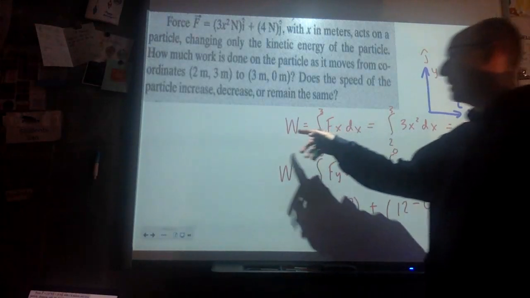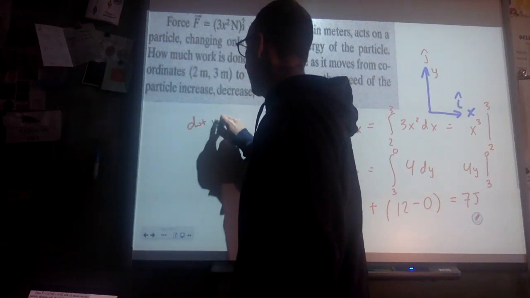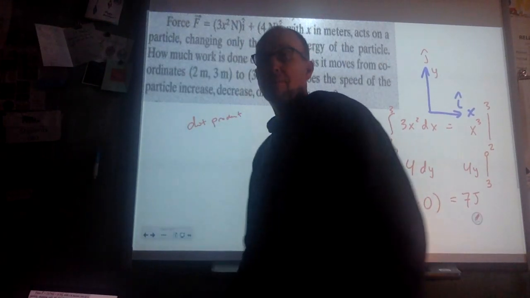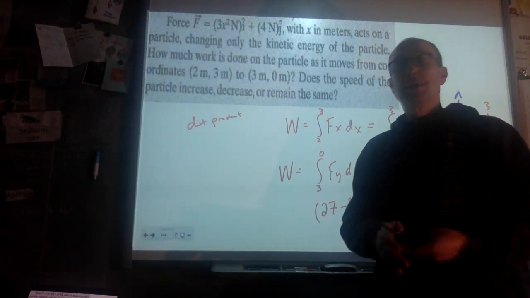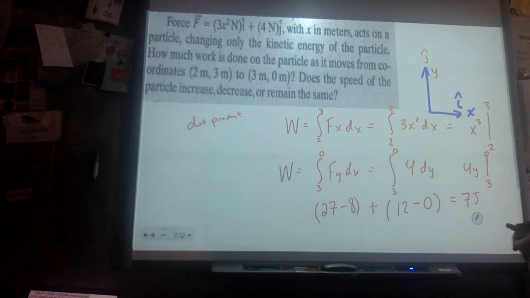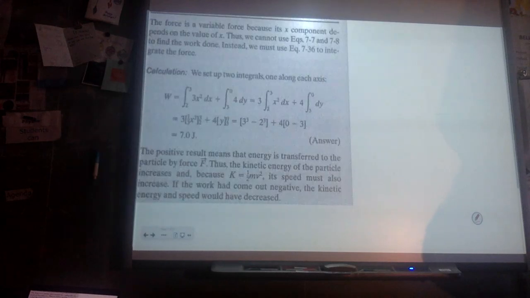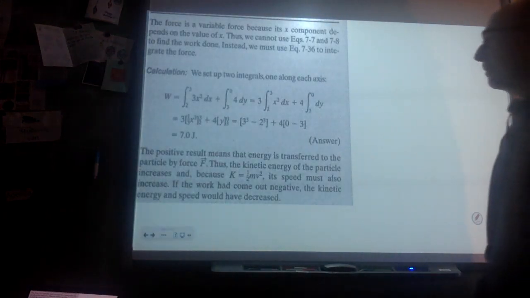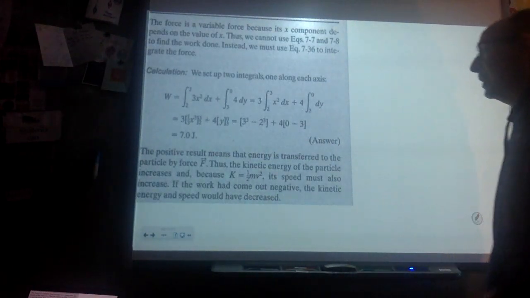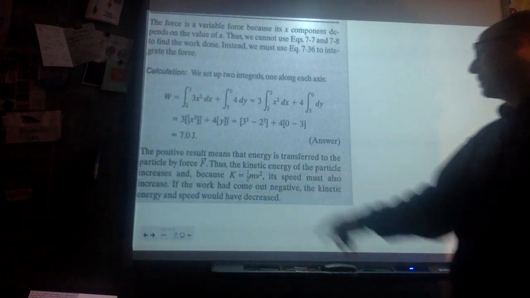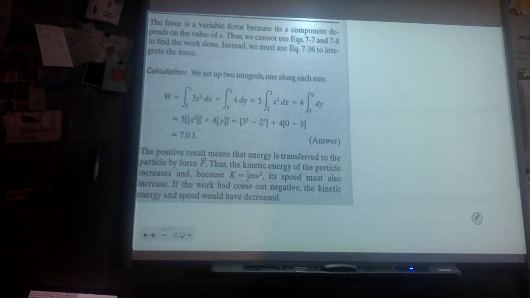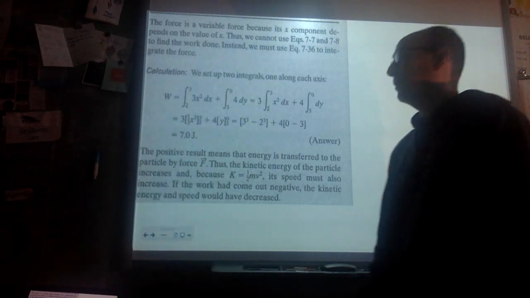It's good to keep in mind that this is a dot product, and to remember that for power and work, this is a multiplication of 2 vectors that results in a scalar. So whatever answers we get, we can just add them together. The positive result tells us that we are getting energy transferred to the particle by the force, and the kinetic energy increases because the kinetic energy is equal to 1/2 mv squared. So it also must increase. If it would have been negative, then we would have had a loss of energy.